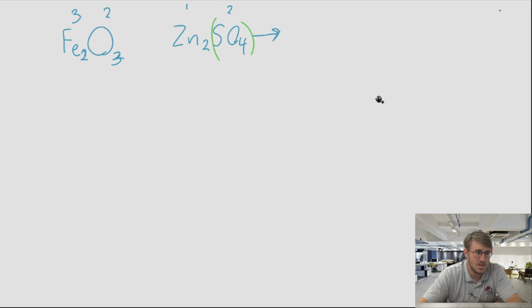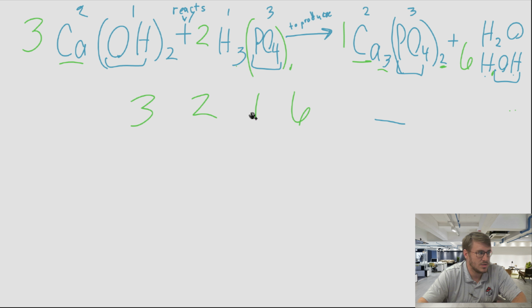All right, next was a predict a reaction. So we take iron 3 oxide, and iron brings us 3, oxygen 2, swap. We should have a plus sign here. I guess it got erased. Zinc brought a 1, sulfate a 2, crisscross. And now the question is, what are the products going to be? Well, in the last reaction, notice we had Ca with OH and then H with PO4.